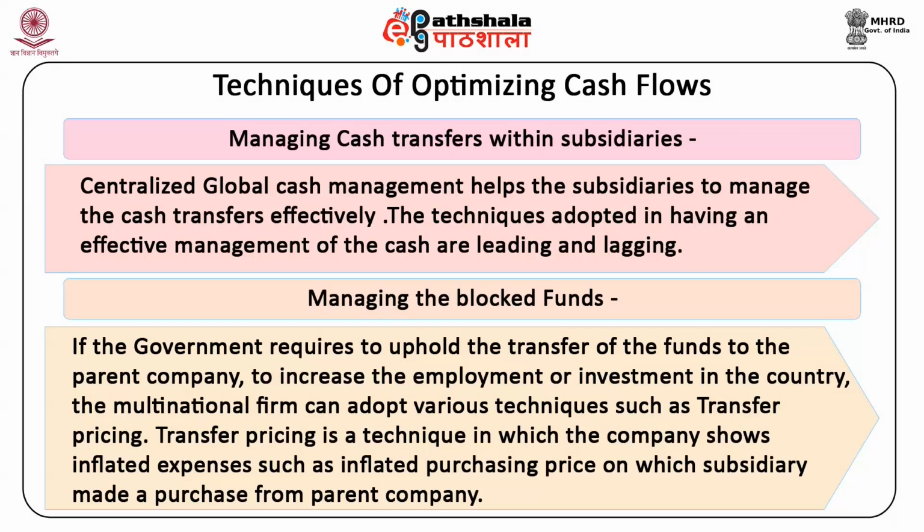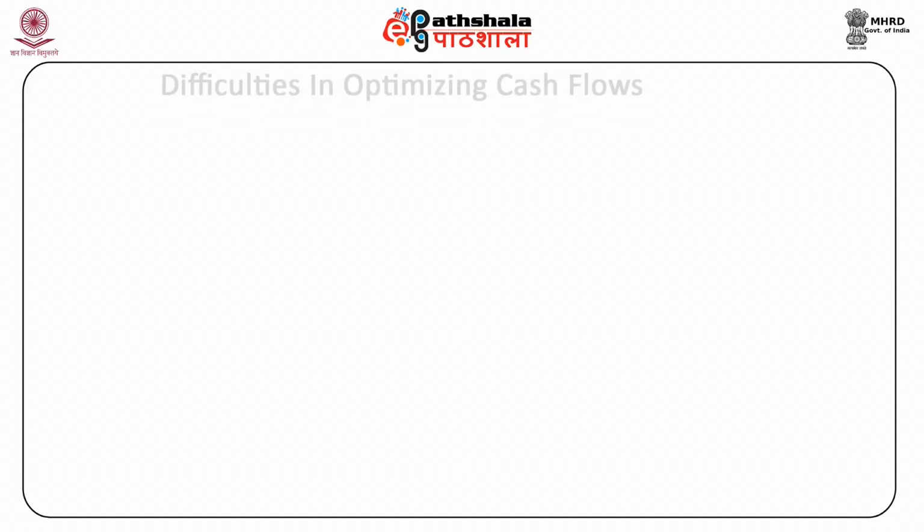Another technique is setting up of a research and development unit in the cash surplus subsidiary, through which the benefit of research and development can be transferred to all the other cash deficient subsidiaries. Another technique could be where the subsidiary can be asked to obtain finance through the local banks and not from the parent company. By this technique, the parent company will become free from the burden of financing that subsidiary. We will discuss the difficulties in optimizing cash flows.